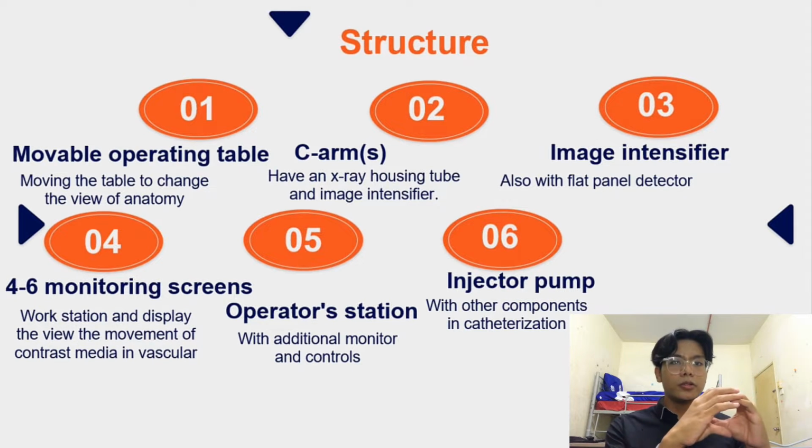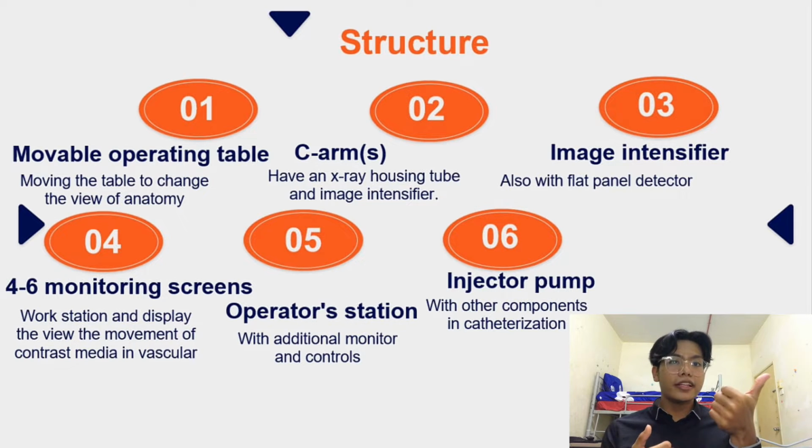Then the X-ray tube housing shades and absorbs the radiation, except the radiation that passes through the window. Meanwhile, the final image intensifier can provide a field of vision that is up to 50% larger than a similar class of image intensifier. Then in the cath lab, there are also four to six monitoring screens, which are placed for the workstation and display the view of the movement of the contrast in the vascular.